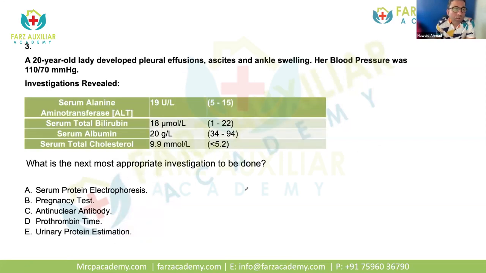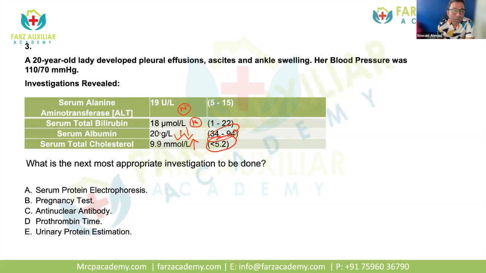The third question: this is a 20-year-old lady who has developed pleural effusions, ascites, and ankle swelling. Her blood pressure is normal, and the investigations are as below. The serum ALT is normal, total bilirubin is normal, but her serum albumin is quite low. As you can see, the normal range is 34 to 94. Her serum cholesterol is high. The normal range is less than 5.2.